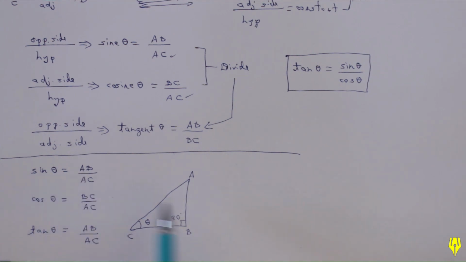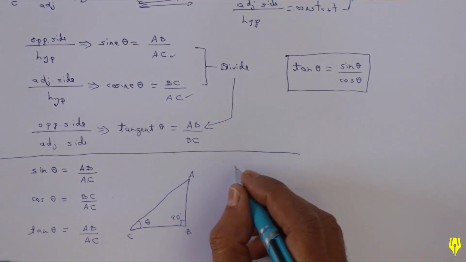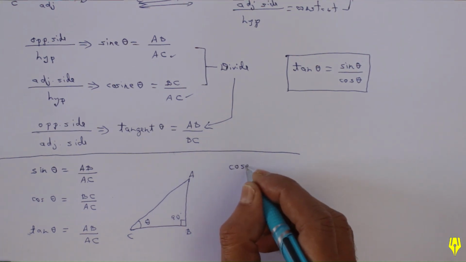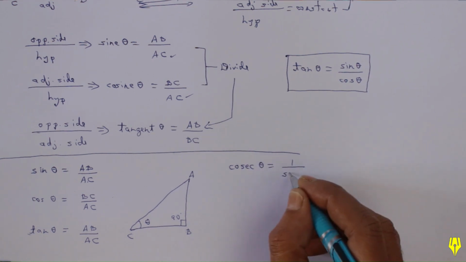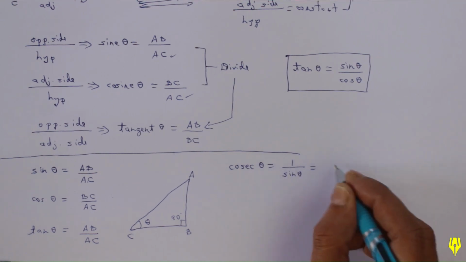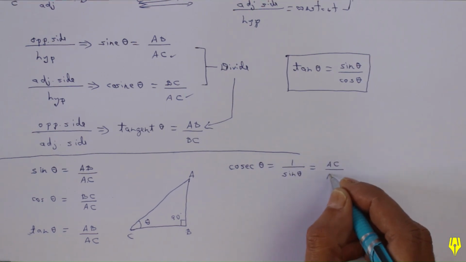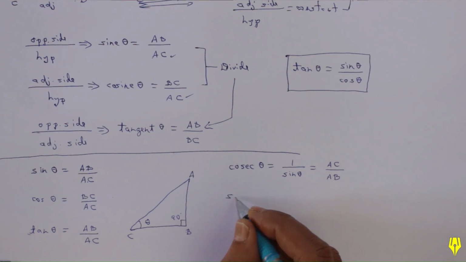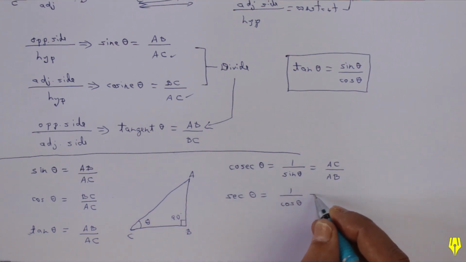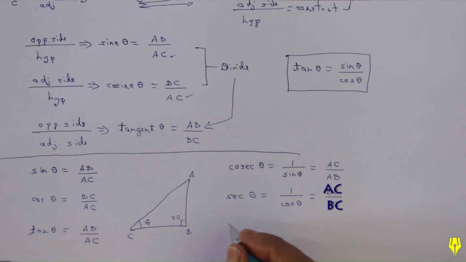So we have seen that sine theta is AB by AC, cos theta is BC by AC, and tan theta is AB by BC. From these three relations, we get three more relations. One is cosecant theta, or cosec theta, which is the reciprocal of sine theta, that is AC by AB. Then we have secant theta, or sec theta, which is the reciprocal of cos theta. It is AC by BC. And cot theta, or cotangent theta, which is the reciprocal of tan theta.